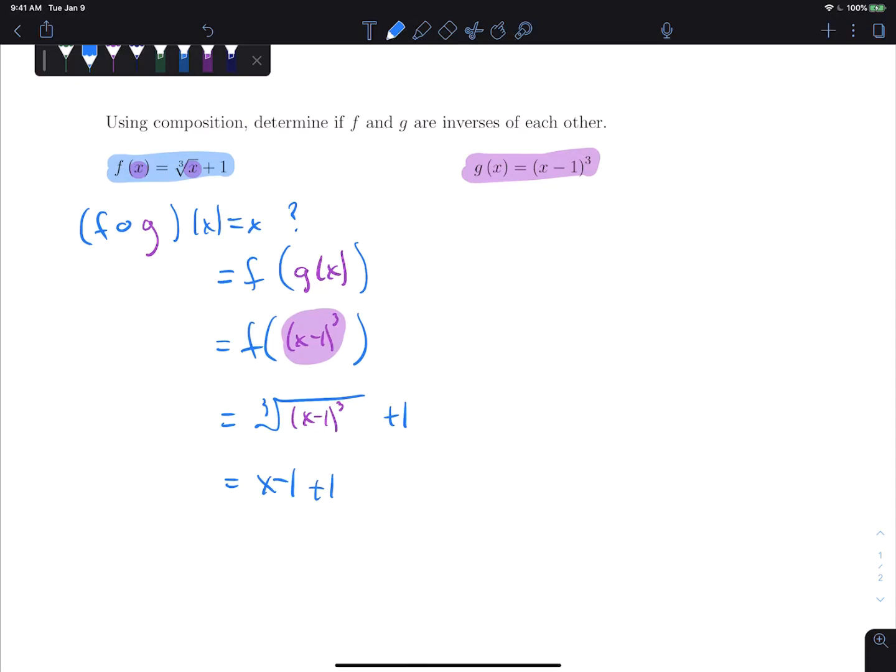And notice that negative 1 plus 1 is 0, so we're left with x. All I'm doing is simplifying the entire way. And notice that x is exactly what we wanted. So good. Fantastic.